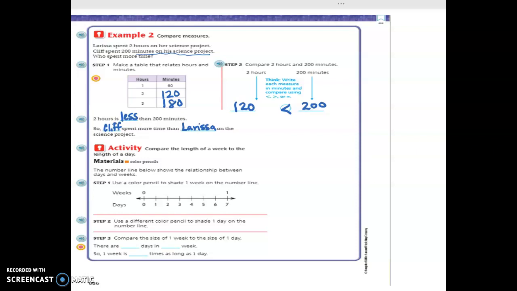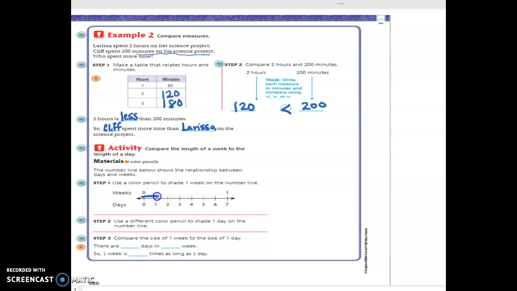Activity: compare the length of the week to the length of a day. The number line below shows the relationship between the days and the weeks. Now, we're going to go ahead and use this to illustrate the difference, comparing the length of a week to the length of a day. And we know that 1 week has 7 days.